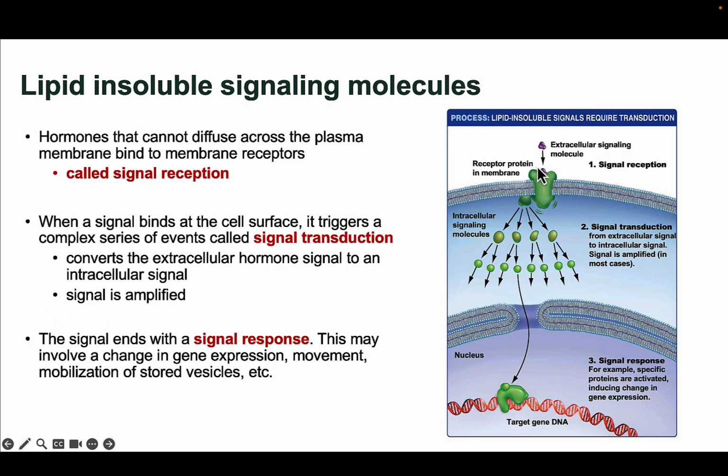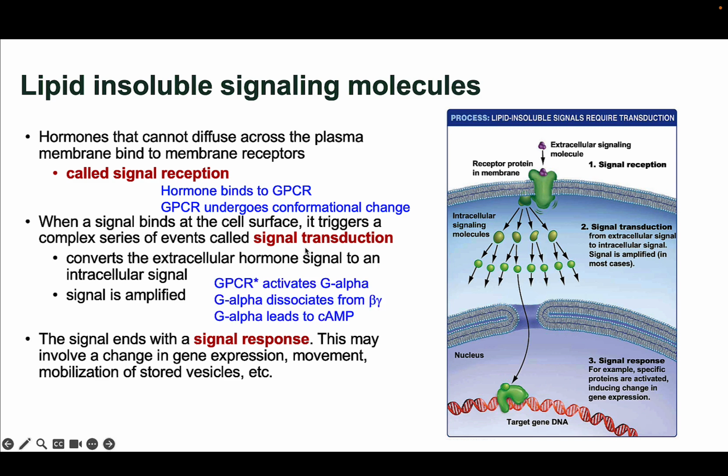So in summary, we have the ligand binding to the G protein coupled receptor, and that's the signal reception. When this happens, the G protein coupled receptor undergoes a conformational change that initiates the next stage, which is signal transduction. So that GPCR with the star, meaning that it's changed its shape, activates G alpha. That's a G protein, which means it's bound to GTP when it's active. And then that allows it to dissociate from beta gamma.